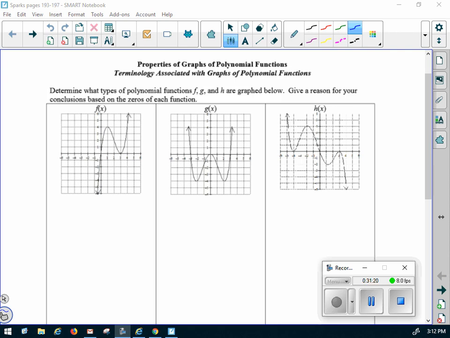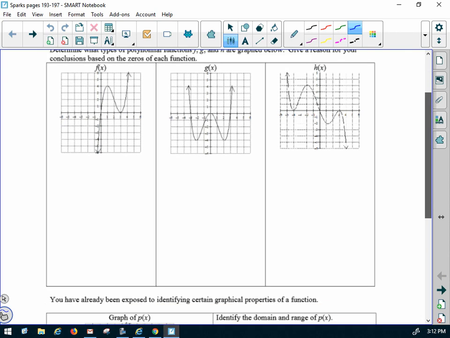Terminology associated with graphs of polynomial functions. I've already taught you concavity, concave up, concave down. We summed up the term point of inflection a little bit. Determine what type of polynomial function we have and give a reason for your conclusion based on the zeros of the function. Look at F. Please do not write all this down. Please wait till later. What kind of function do you think F is?